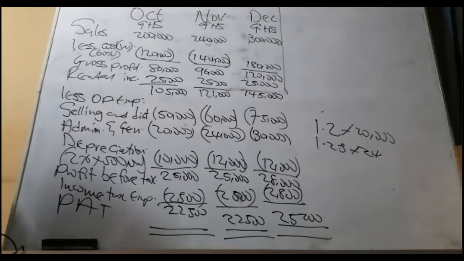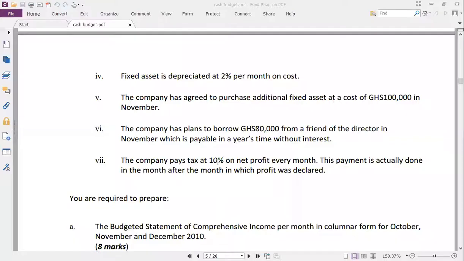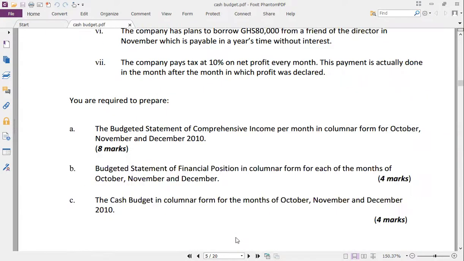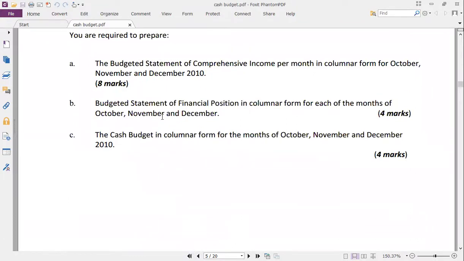Please, the income tax is 10% of the profit before tax, according to the question. Tax is 10% of the profit before tax. Great. Now let's continue with the game. Now they've asked us to prepare the budgeted statement of financial position. I will leave that section empty.